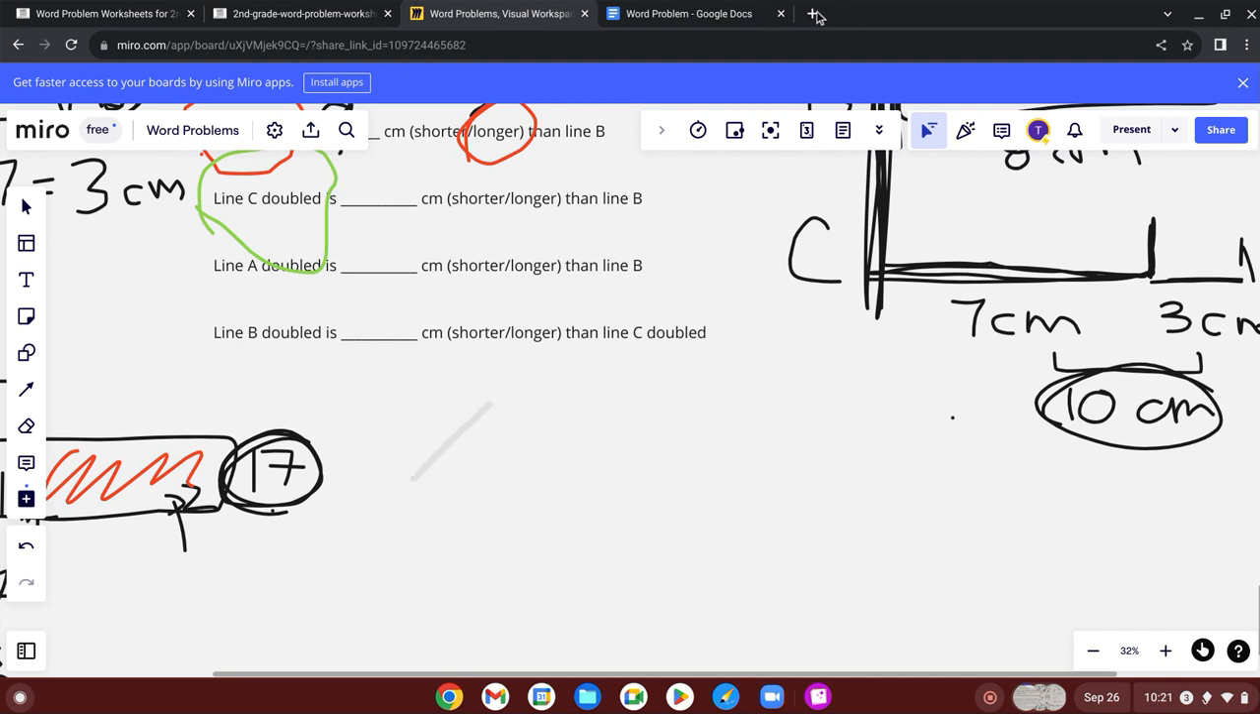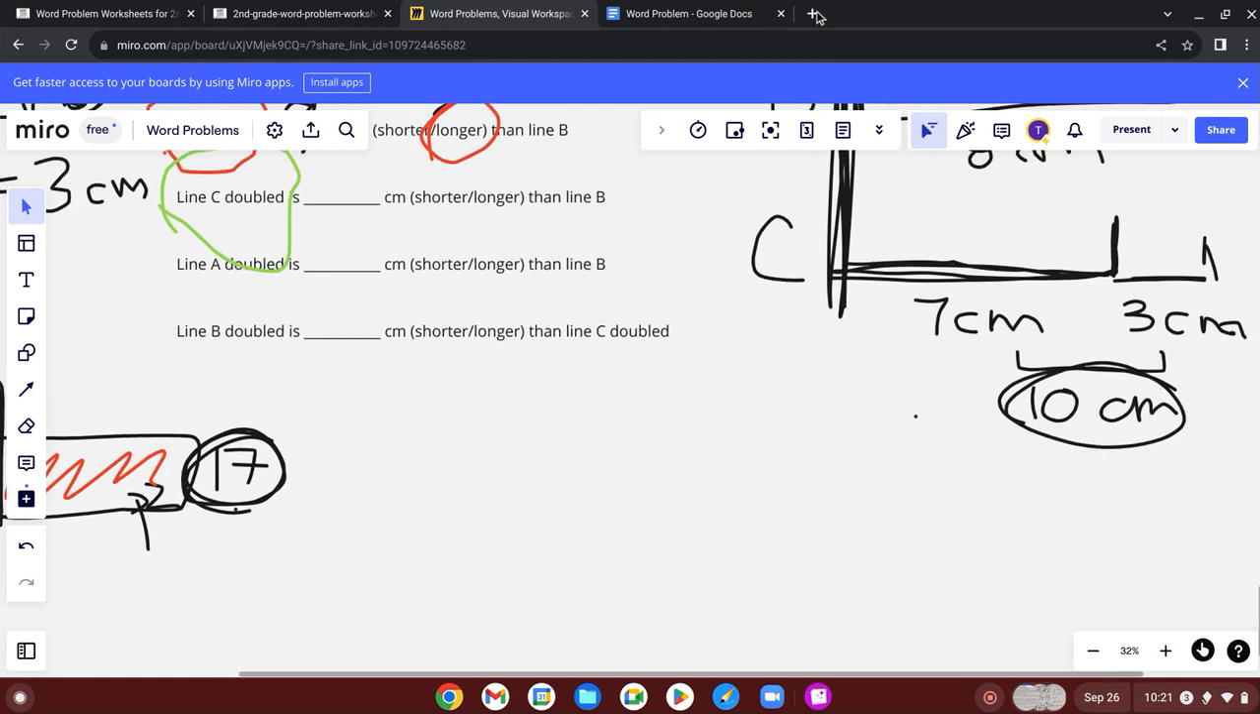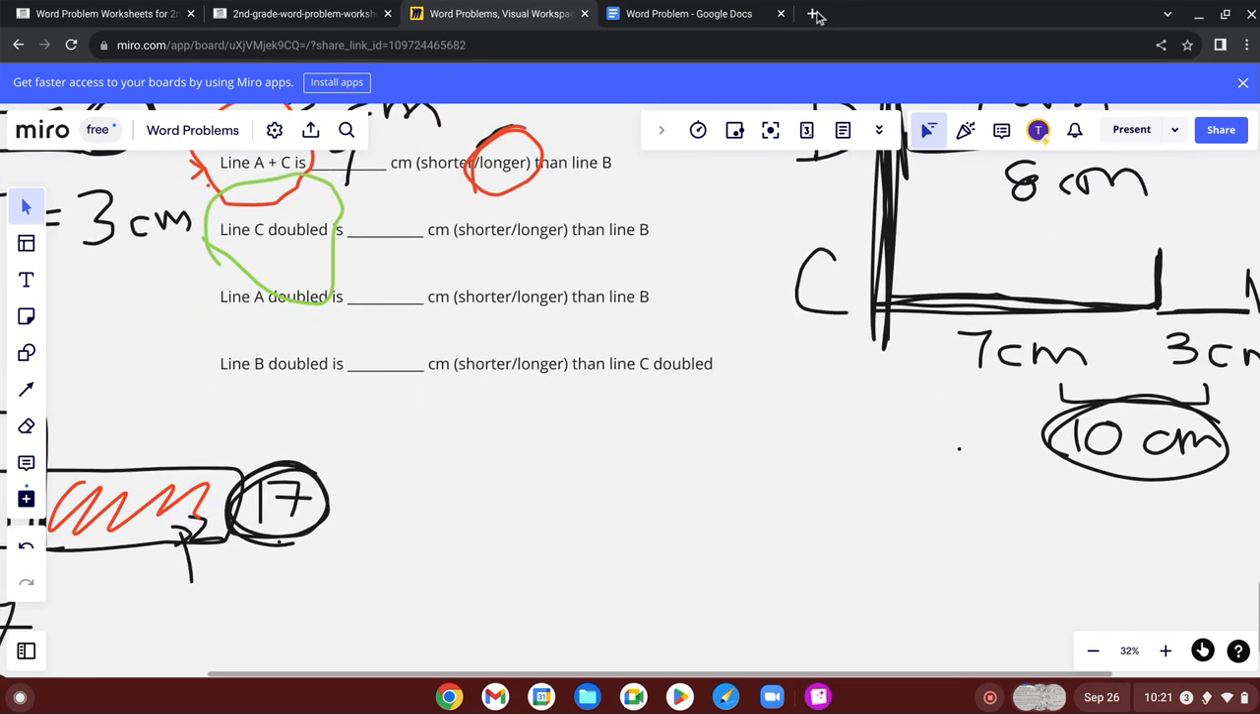Okay, so now, Trinity. So what is line C double? How do we know what line C double is? How long is line C? 10 centimeters. So double is what? 20 centimeters. C is 10. So C double, that means C times 2, is 20 centimeter. Correct.